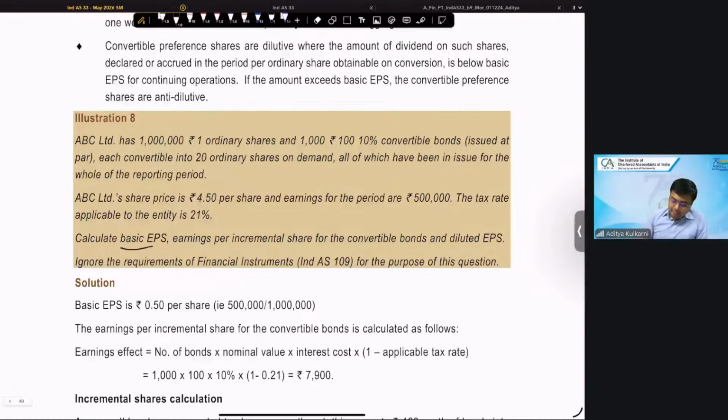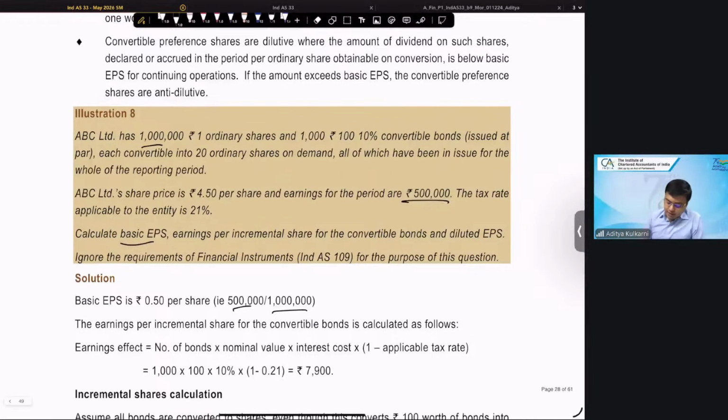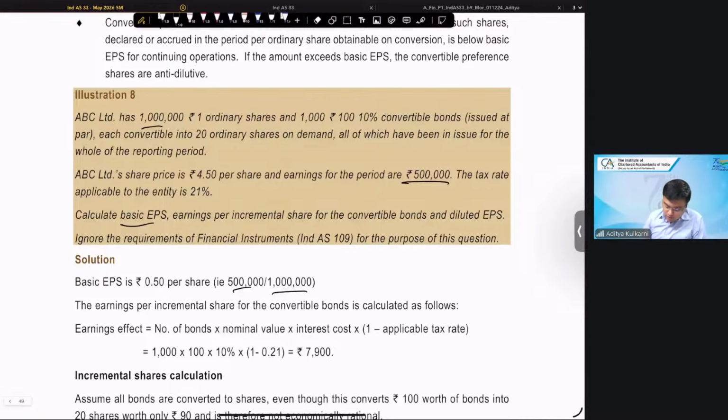Okay. Basic EPS. I have 1 lakh shares and I have profit of 5 lakhs. So 0.5 per share. Earnings per incremental share for the convertible bonds. How do we calculate? Number of bonds 1000, face value 100, nominal value 10%, interest cost, obviously you will give the tax effect into 1 minus 21%. So that gives you 7,900. Are we able to follow?